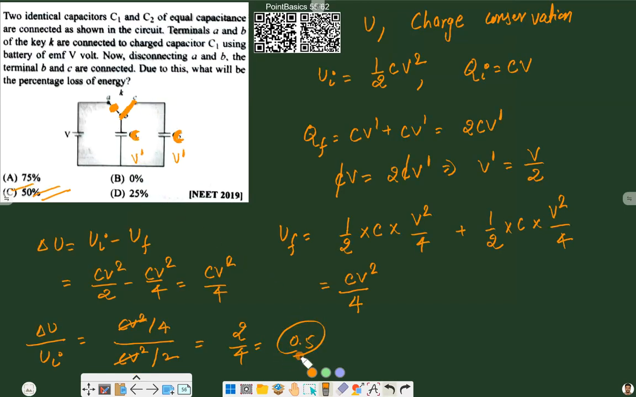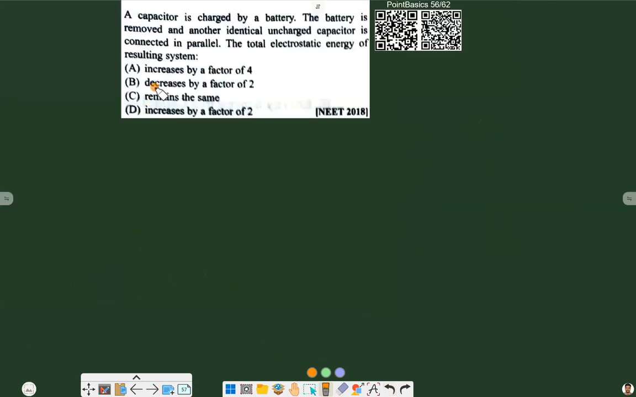Here energy reduces to 50%, or becomes one by half. So energy decreases by a factor of 2. Option B will be the right answer. Next question.